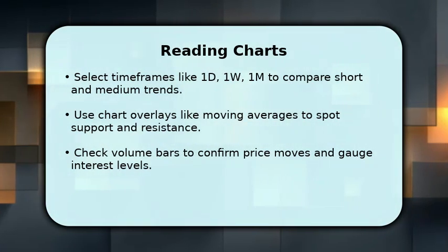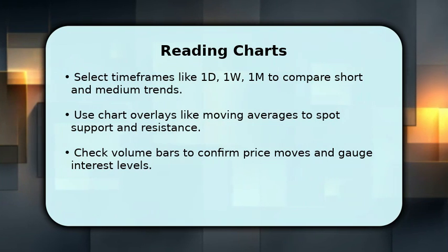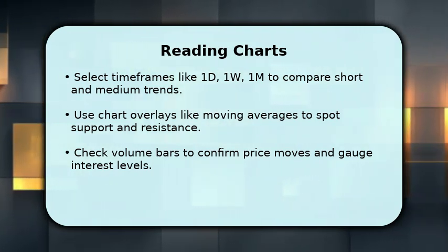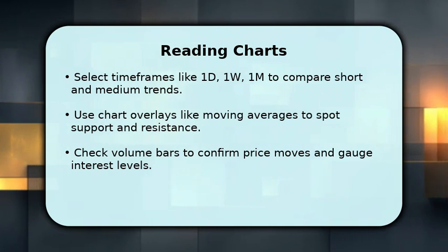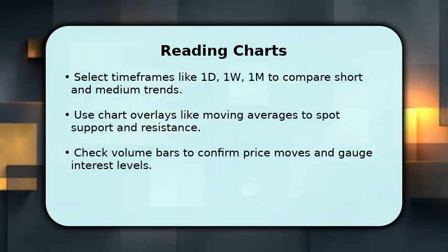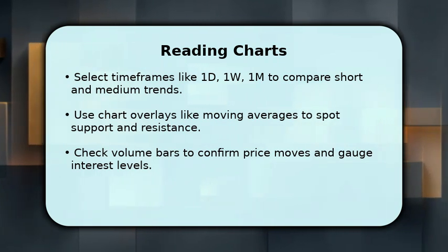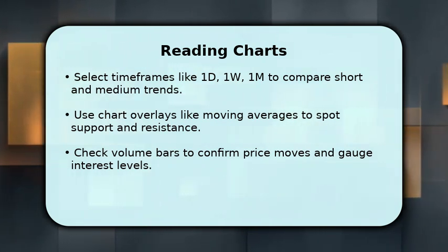Start by selecting the time frame that matches your trading horizon, for example 1D for day trades or 1M for swing ideas. Add a 50 and 200 moving average to see trend direction and crossovers. Watch volume spikes when price breaks key levels, they often confirm moves.